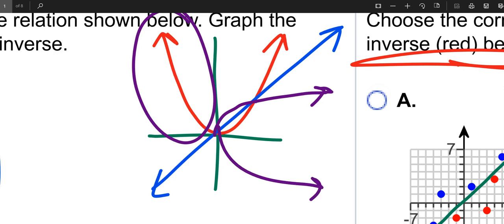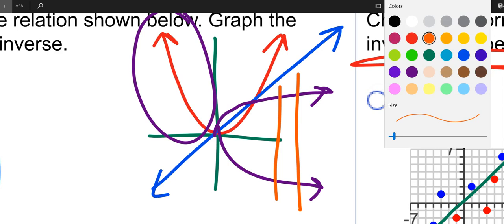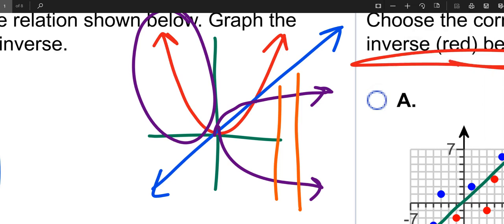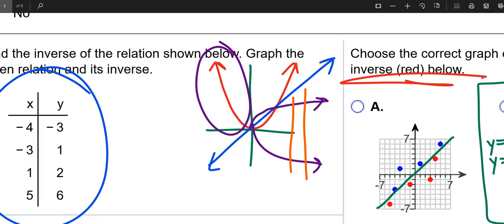Now, the purple graph, is it a function? How do you know it's not a function? It fails the vertical line test. Right? Fails the VLT. Yep. Not every function's inverse will be a function.